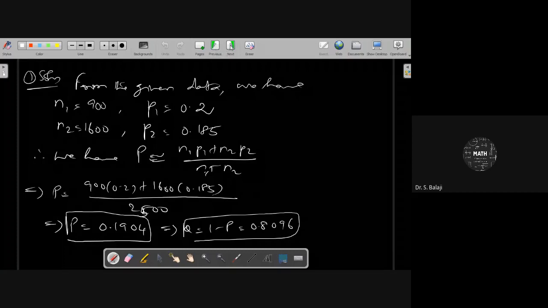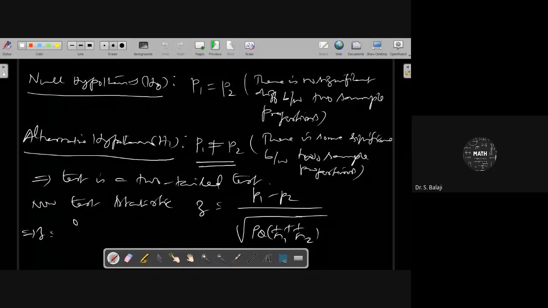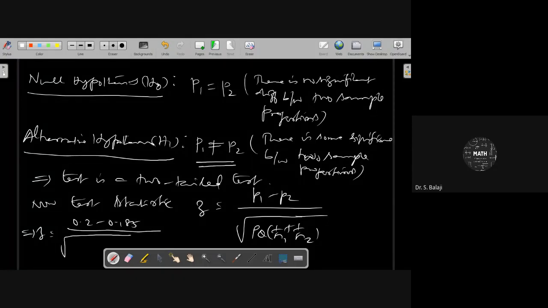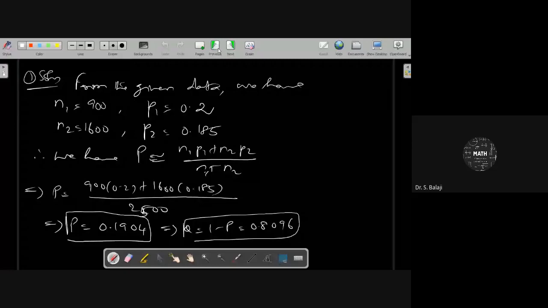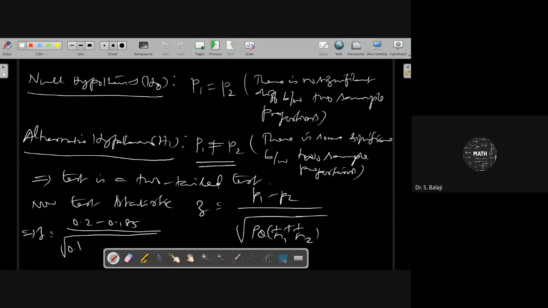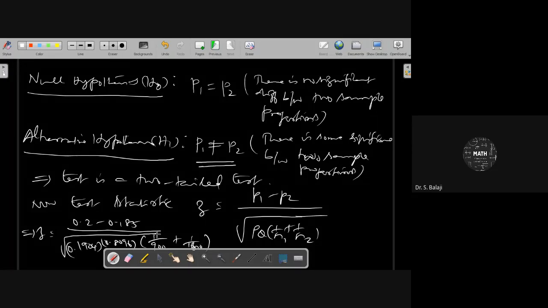So Z equals 0.2 minus 0.185, the whole divided by the square root of PQ, that is 0.1904 times 0.8096, times (1 by N1 plus 1 by N2), where N1 is 900 and N2 is 1600. In that manner we can get it.